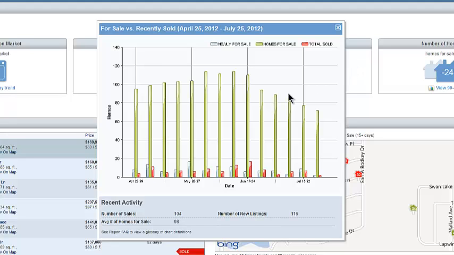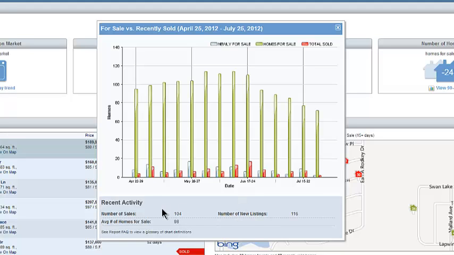This is a trend analysis with a graph and a table containing information on how many comparable homes are on the market for this selected time frame. The for sale versus recently sold indicates how many total comparable homes are on the market in the selected time frame compared to new listings and recent sales. The active listings are the green ones, and the blue ones are the new listings, and the red ones are the sold ones.